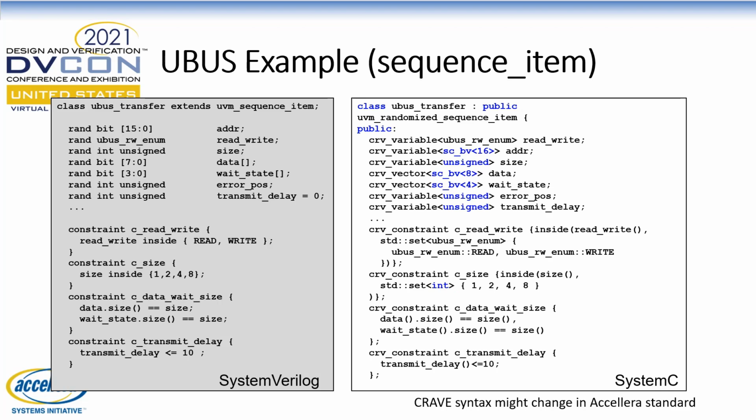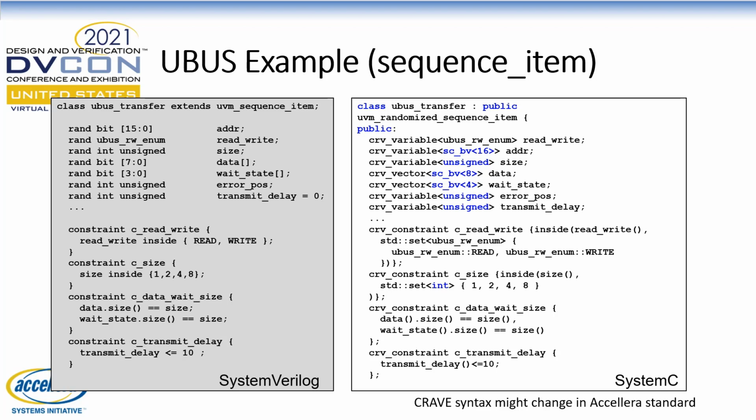So let's take a look at the SystemC version of the UBus example. On the left-hand side, the SystemVerilog code is shown, and on the right-hand side, the corresponding SystemC version using CRAVE is shown. What is different compared to normal UVM-SystemC? Instead of deriving from a normal UVM sequence item, we are deriving from a UVM randomized sequence item, and the random variables are now defined as CRAVE variables instead of just using SystemC code.